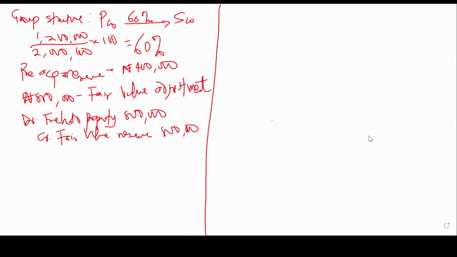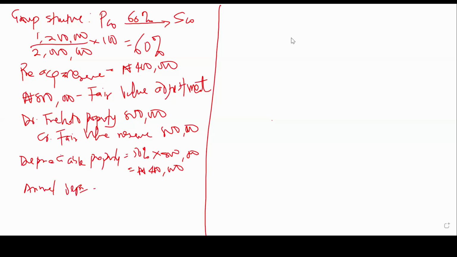Now, somebody will say, what are you now going to do about the depreciation on the freehold? All right. So 50% of it is depreciable. Depreciable freehold property equals 50% of 800,000, and that is equal to 400,000. Annual depreciation will be equal to how much? This 400,000 divided by 50. And that should amount to 8,000 naira.